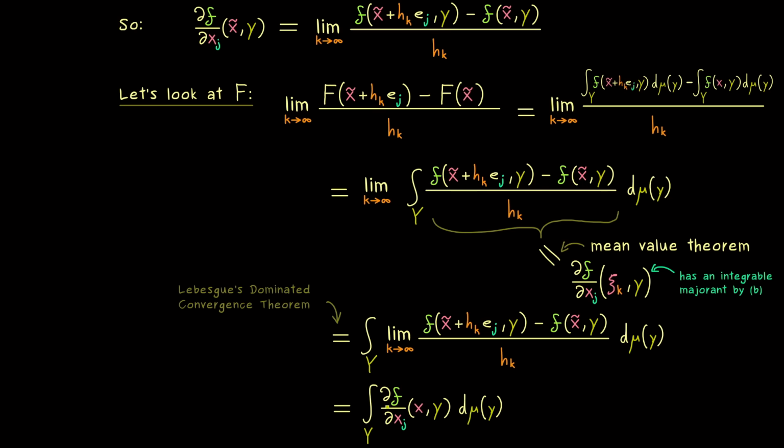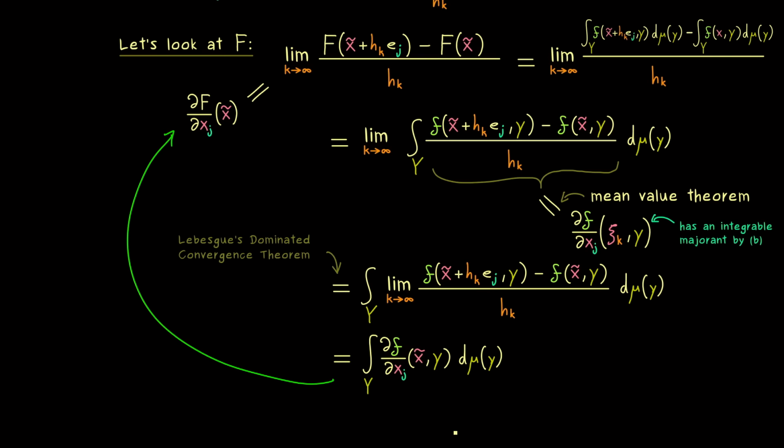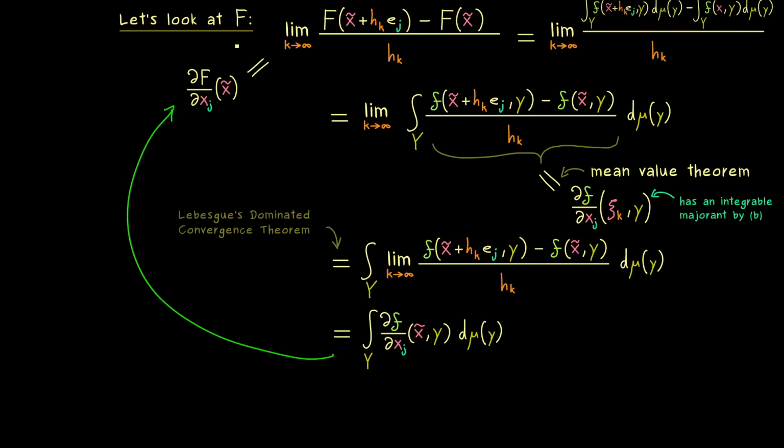Namely, it's always this integral of the partial derivative of lowercase f. So we can just conclude that the partial derivative of capital F always exists. It does not matter which point x tilde we choose, we always get out this formula for the partial derivative of capital F. And this is quite nice because it already gives us the partial differentiability of our new function.